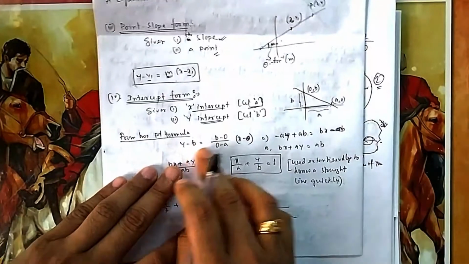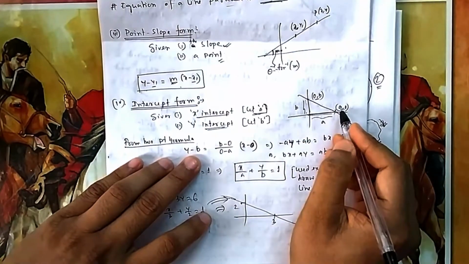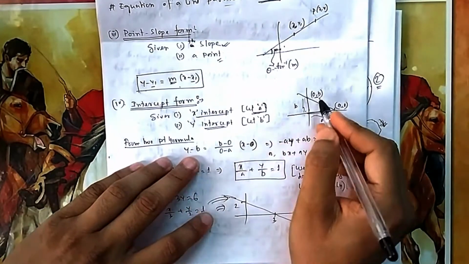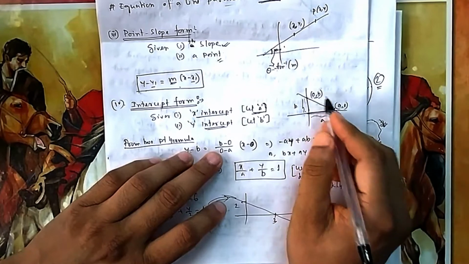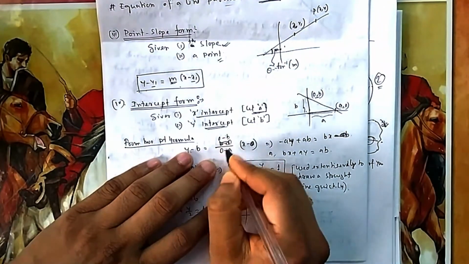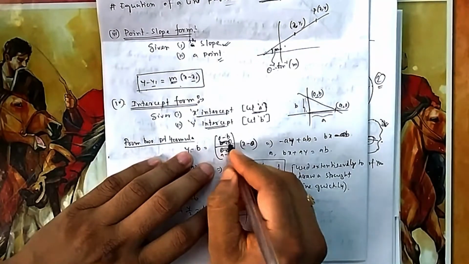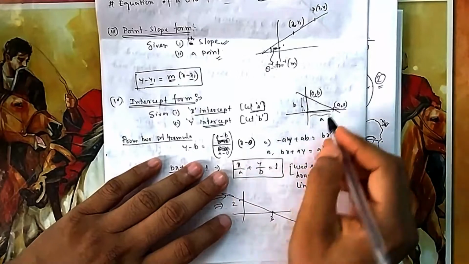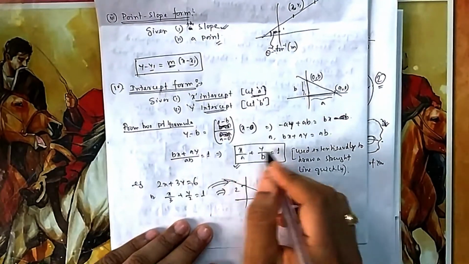So you see, suppose it is x1 y1, x2 y2. So y minus y1 is equal to y2 minus y1 by x2 minus x1, I have written y1 minus y2. You can write it 0 minus b also, no issue. Whatever you do, because the minus can change, and it is x minus x1. x1 is 0. So if you do this, you will find the result.